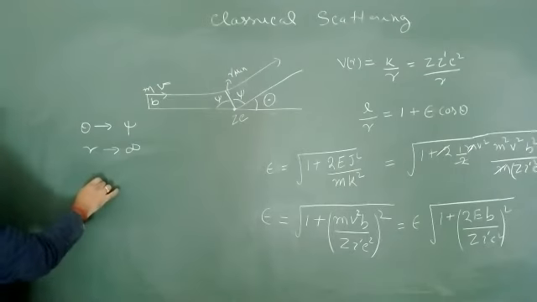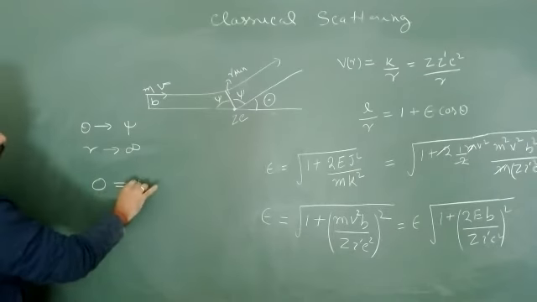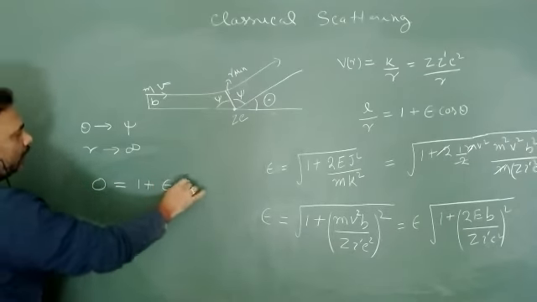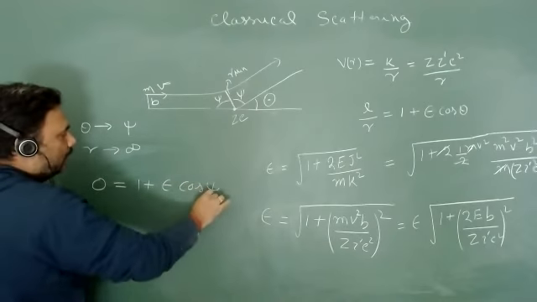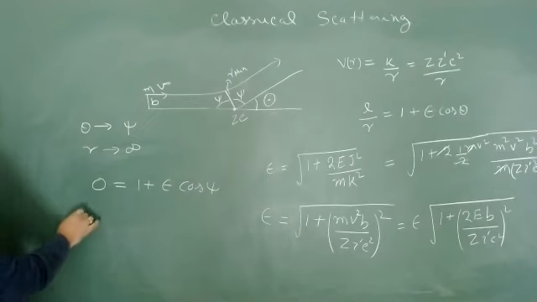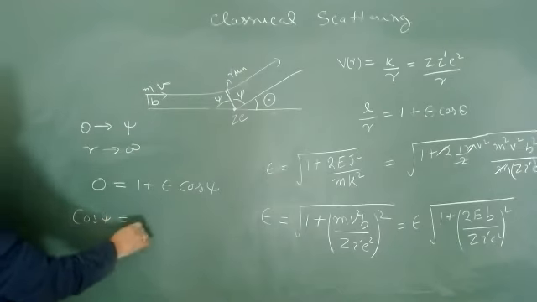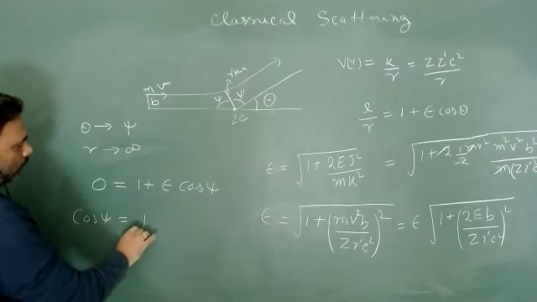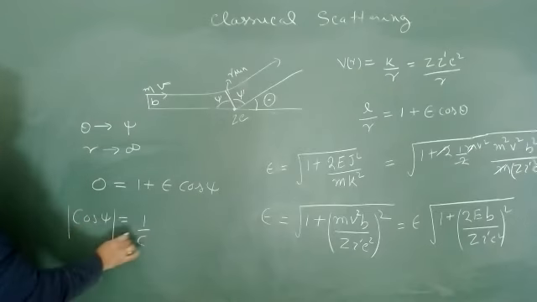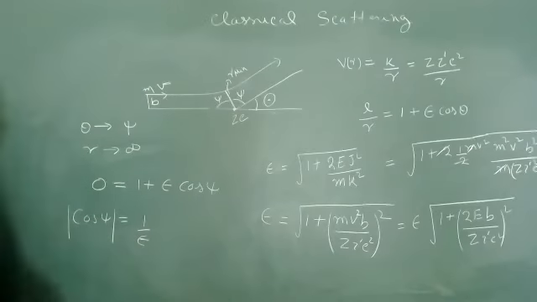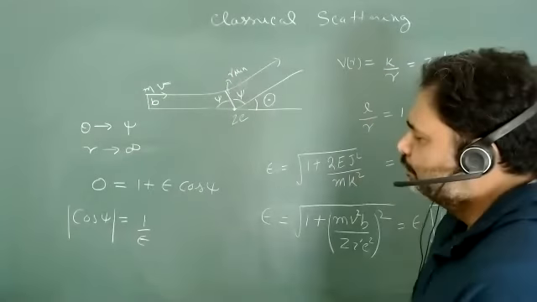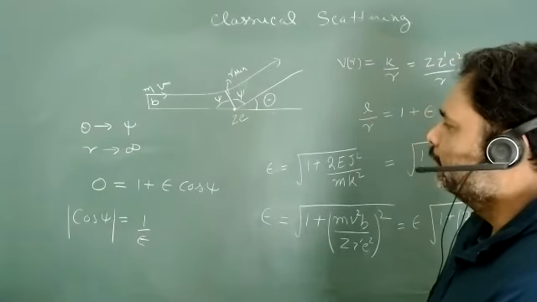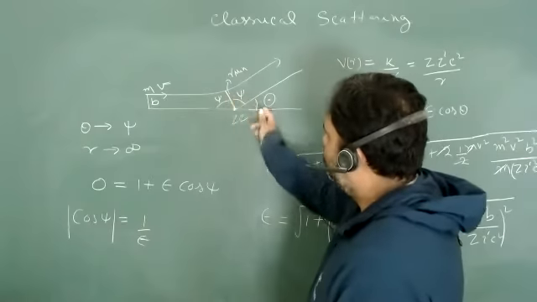So what will happen? 0 is equal to 1 plus epsilon cos psi. And we can write the modulus of cos psi as 1 upon epsilon. Can you write that? Yes, sir. Okay.